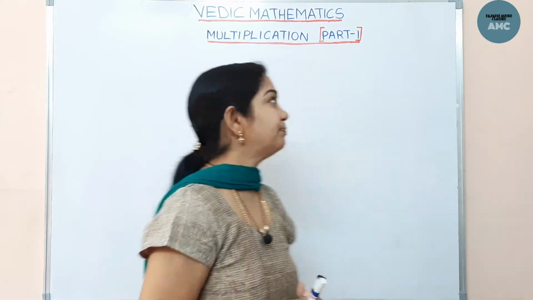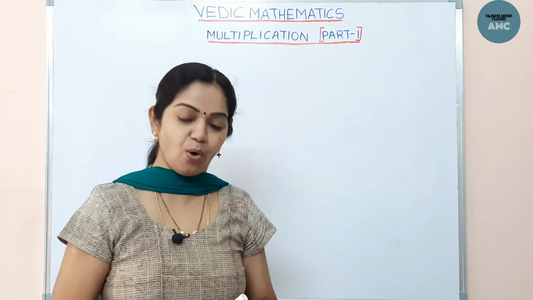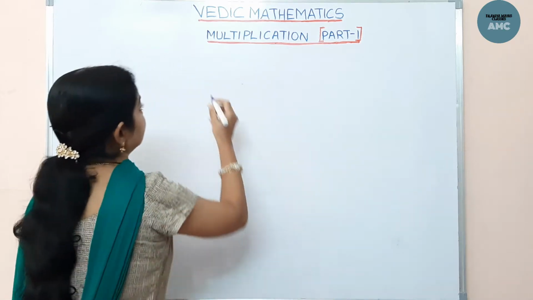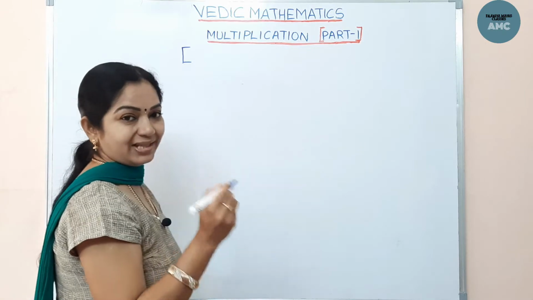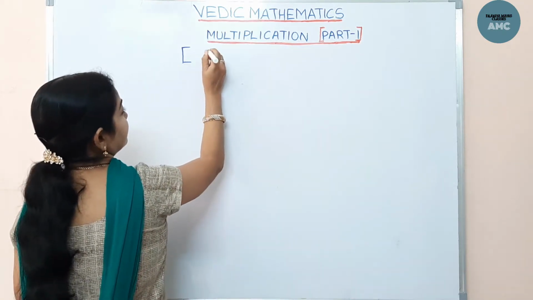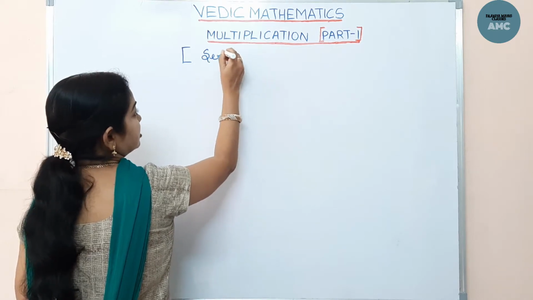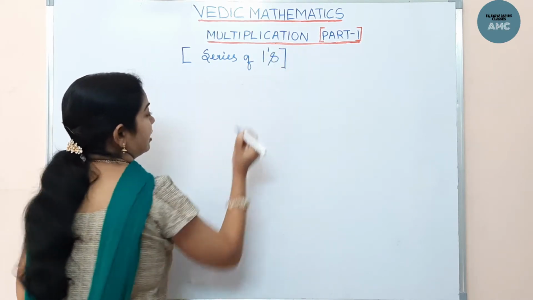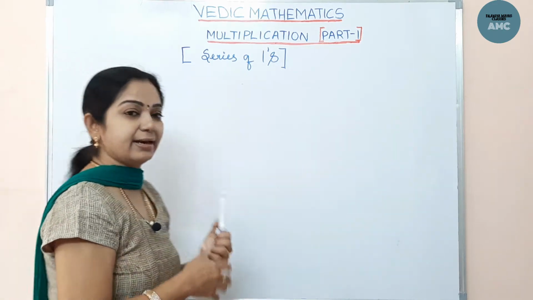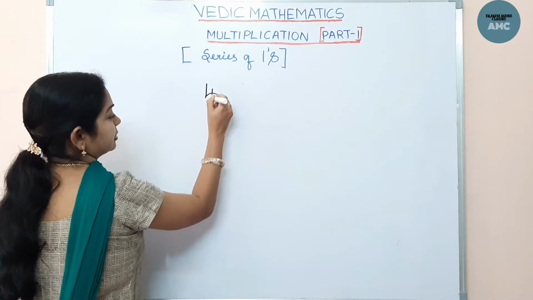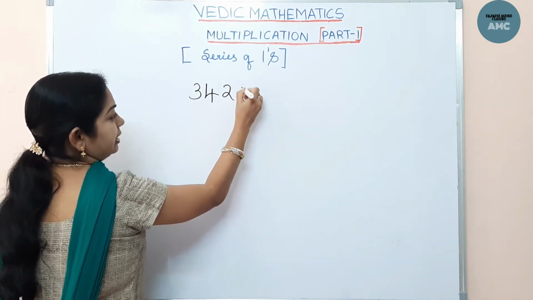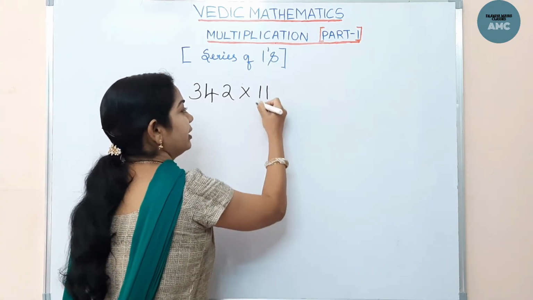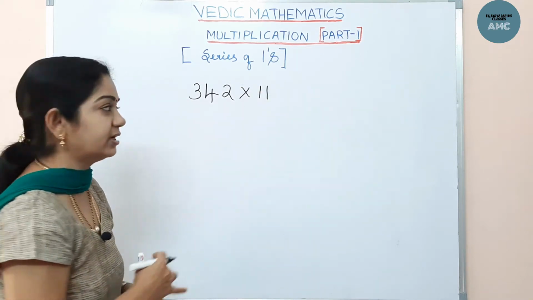Now here in part 1, I shall discuss the technique of multiplying with a series of ones. This technique we will be using for series of ones. Let us take a number like 342 into 11. Now 1 into comes to the same number. Here we are going to discuss the multiplication technique for a series of ones.